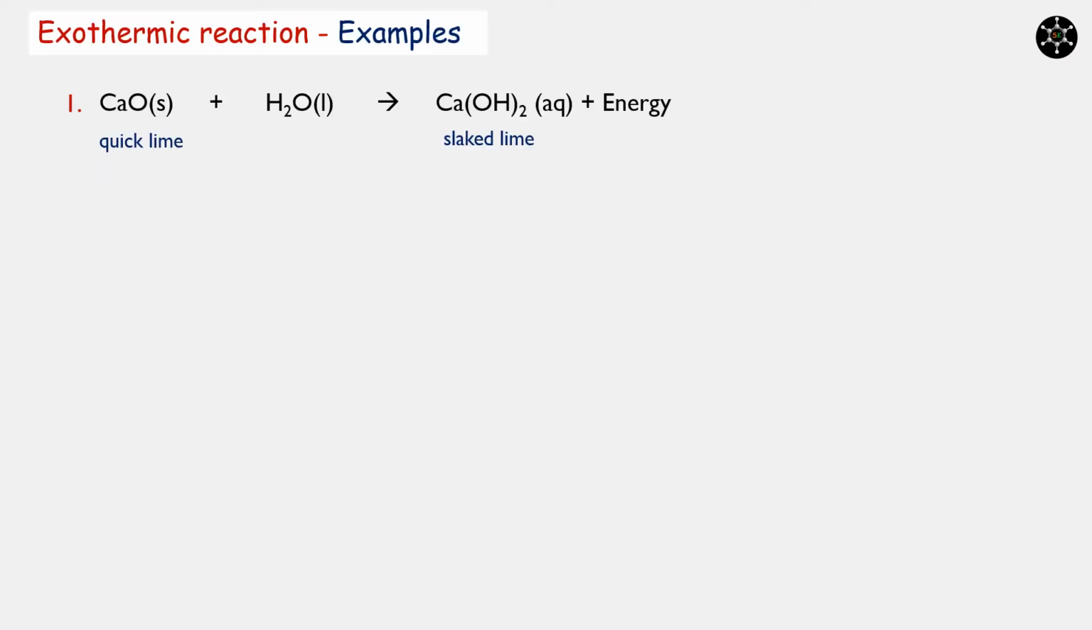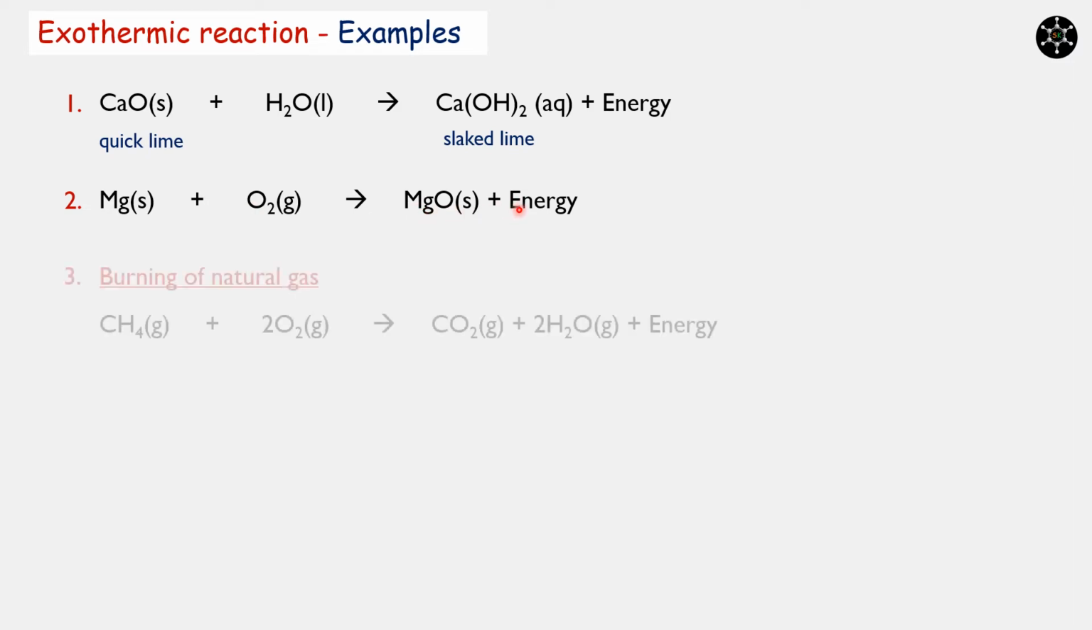Few more examples under exothermic reaction. Calcium oxide reacting with water, giving calcium hydroxide plus energy. Calcium oxide is also called quicklime. Calcium hydroxide is also called slaked lime. Second example, magnesium reacting with oxygen, giving magnesium oxide plus energy.